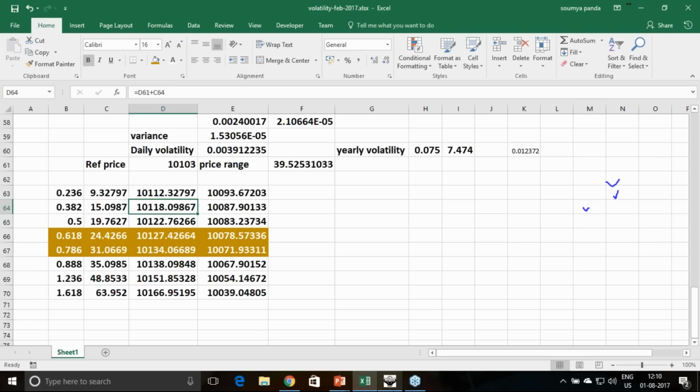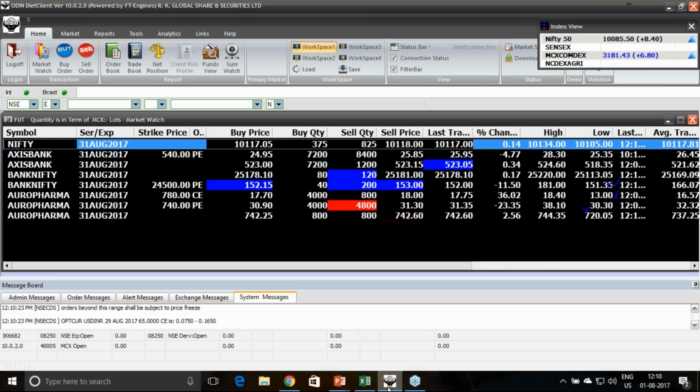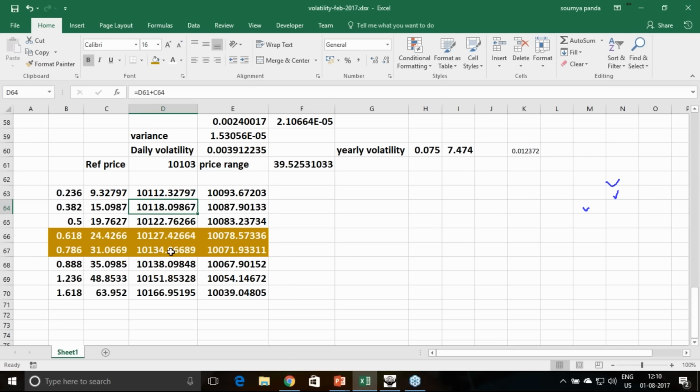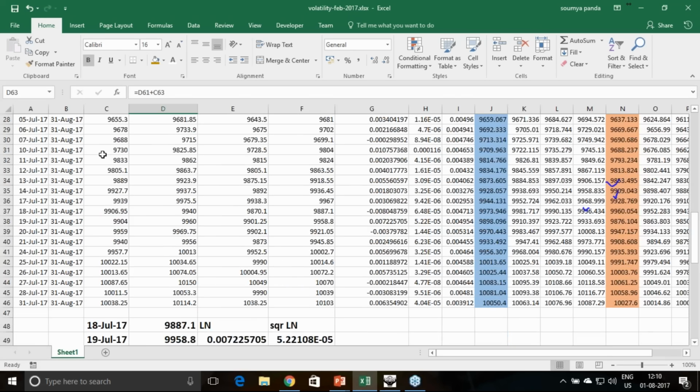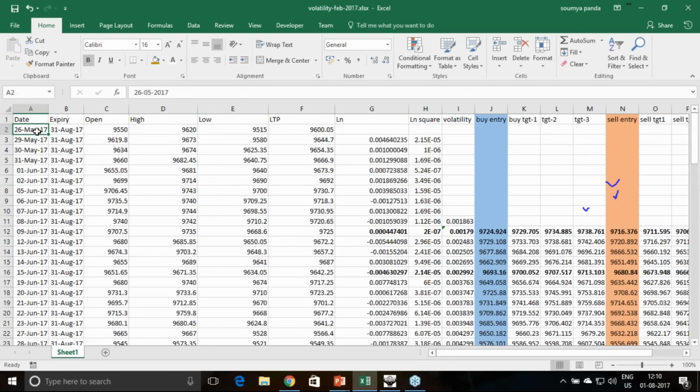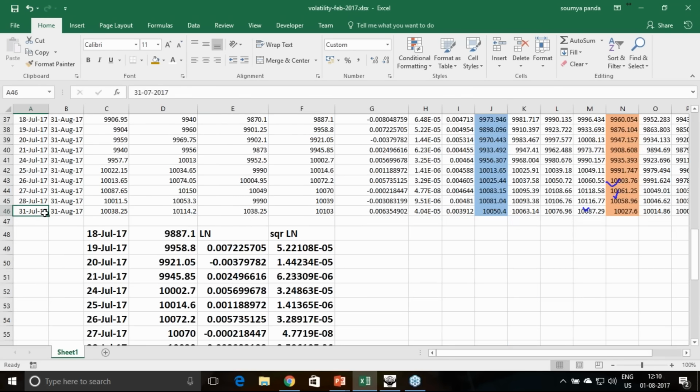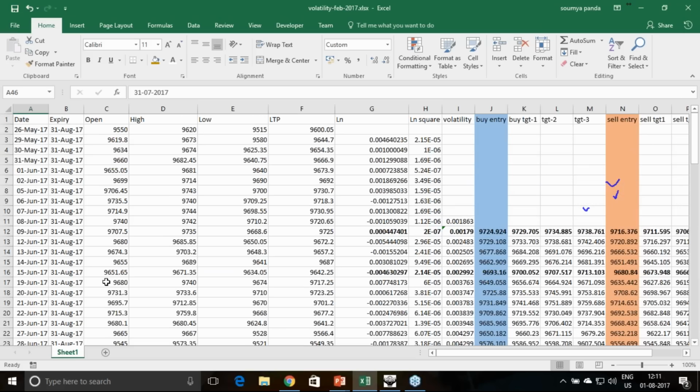So this particular method's accuracy you can test by comparing its calculated values with the day's high, day's low and day's closing price. If we take the past 3 months data, I have taken from 26th May to 31st July, same way of calculation. I have taken the Nifty's open, high, low, last traded price, calculated the volatility, buy entry prices and compared it with the next day.